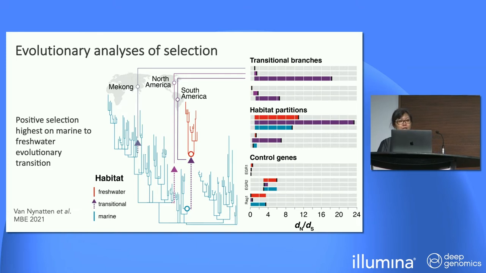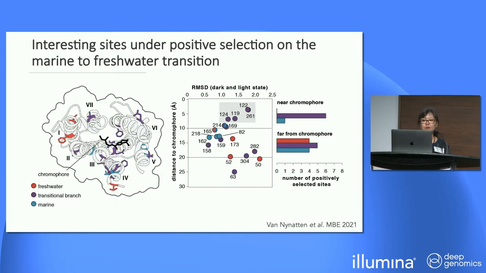This pattern was not seen in any of the control genes. In fact, if anything, the pattern is opposite in the control genes where the transition to freshwater seems at lower rates, lower dN/dS values than the following radiation. Okay, so the upshot of these analyses is that the positive selection was significantly higher in this transitional branch than even the freshwater clade itself, and that suggests that the adaptation to freshwater occurred along this marine to freshwater transition.